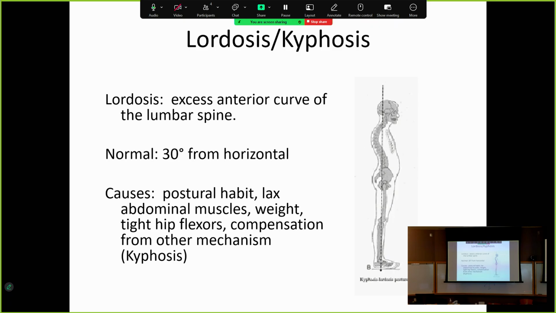What does that mean? That means if I take a plane and I pass it through my ASISs and my PSISs, straight through there, it shouldn't be parallel to the ground, because I'd have to go like this to get my ASIS and PSIS level with each other and parallel to the ground. Standing normally, that's about 30 degrees forward of parallel to the ground. So tilted anteriorly, anterior tilt up to about 30 degrees.